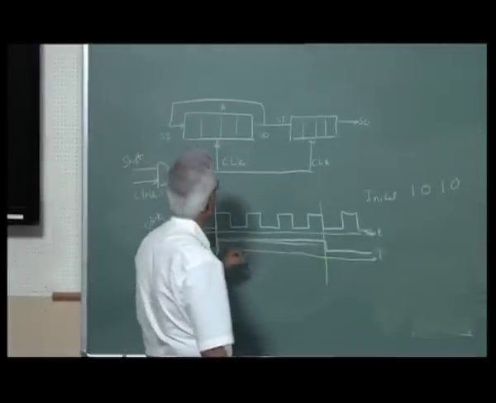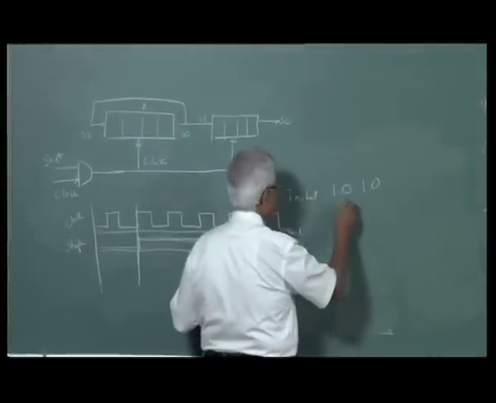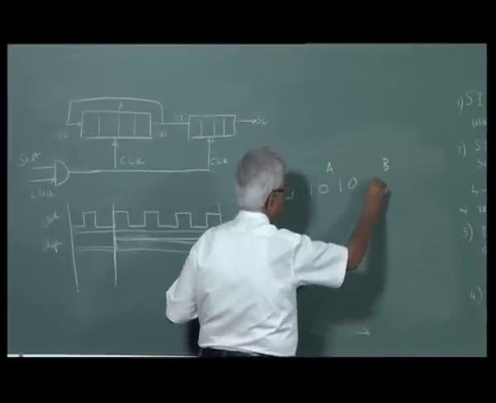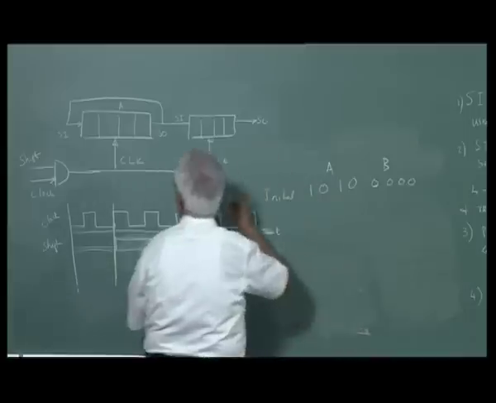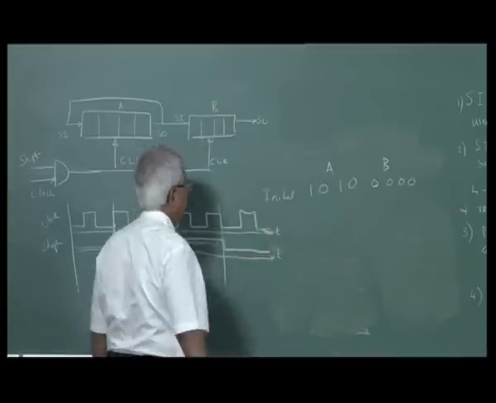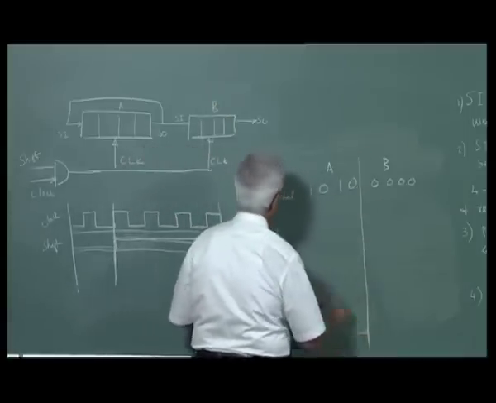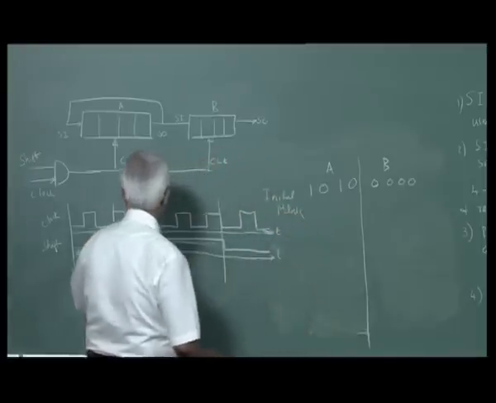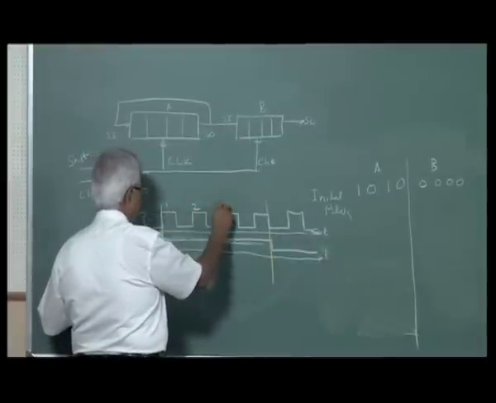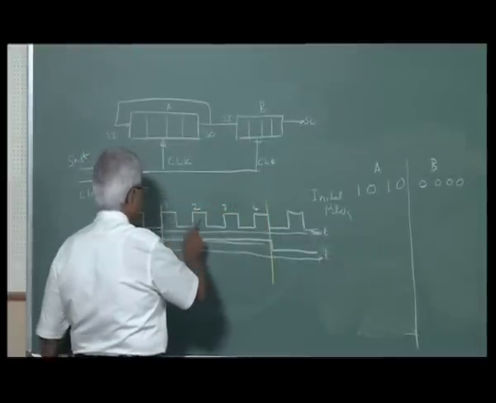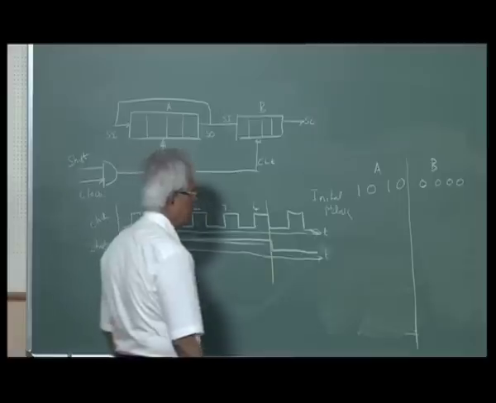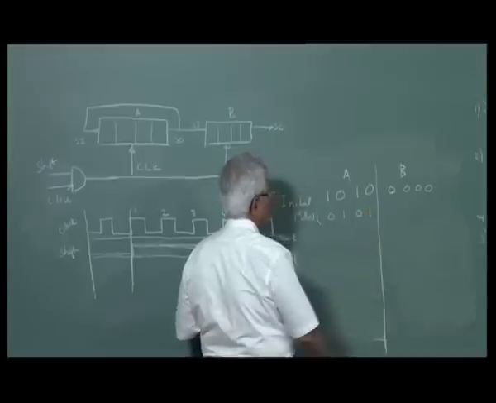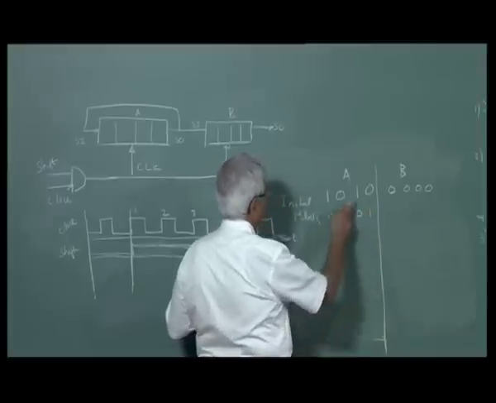After the first clock pulse, shift register A, B we do not know, B can be 0, 0, 0, 0. I will call this A and this B. Under first clock of this gated clock, this is what I call 1, 2, 3, 4. First clock, second clock, third clock, fourth clock. After the first clock, what will happen? This 0 would have gone here.